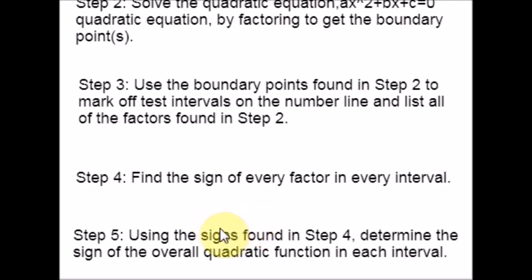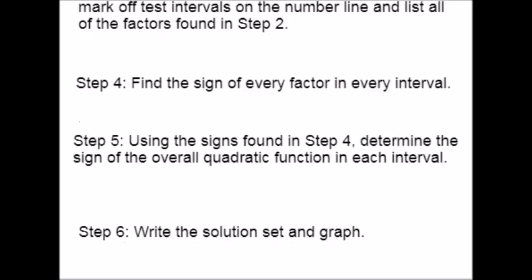So if the quadratic expression is less than or equal to 0, then we are interested in the values that cause the quadratic expression to be negative. If the quadratic expression is greater than or equal to 0, then we are interested in the values that cause the quadratic expression to be positive. And the next step is just writing the solution set and graphing. That would be the final step, Step 6. So these are all the 6 important steps in solving quadratic inequalities.